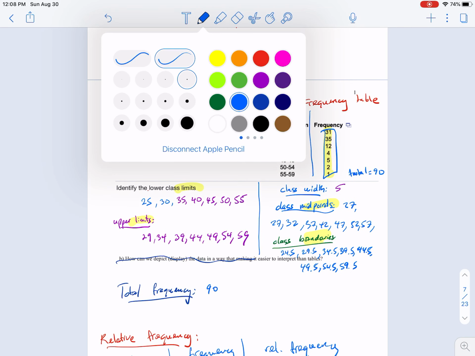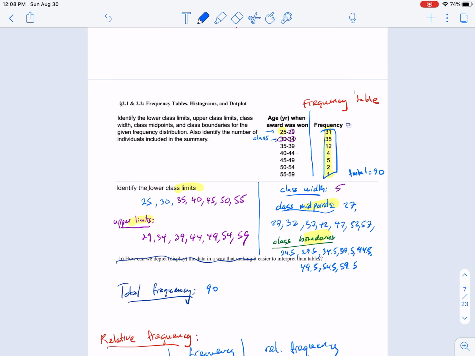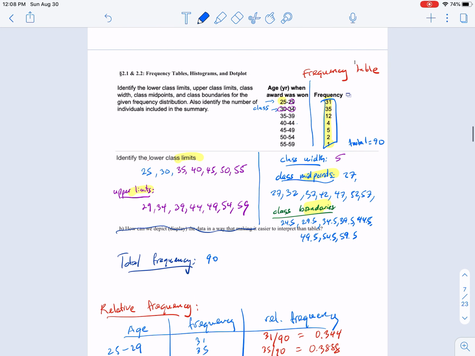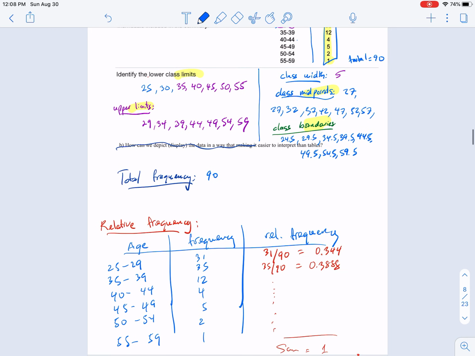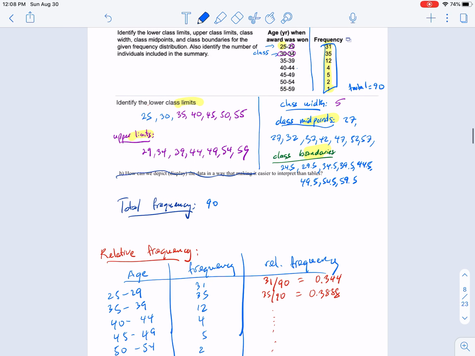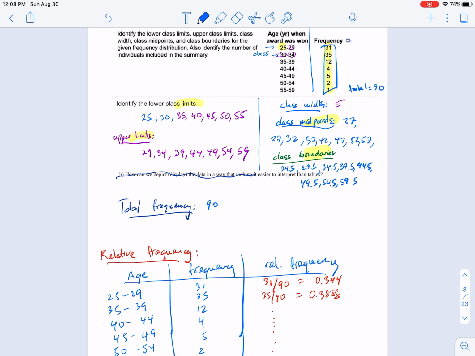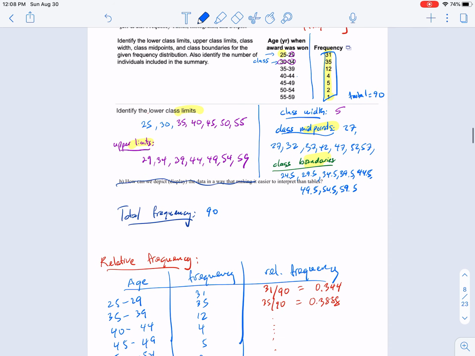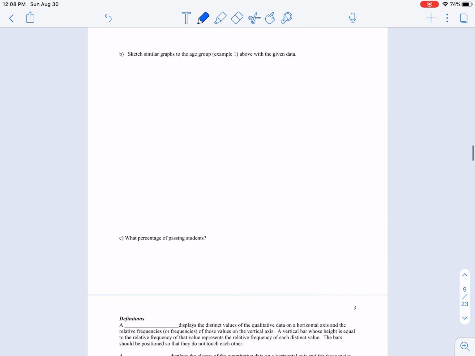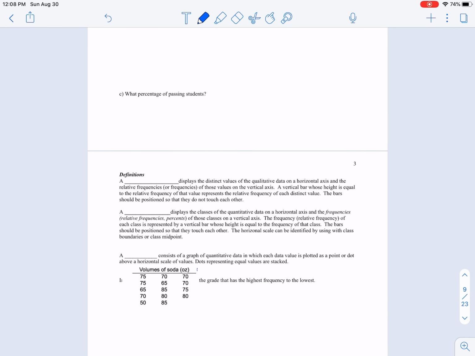So this would be just a video on 2.2 and 2.3. In the previous video, we discussed how to organize data using the frequency table, and there's some terminology regarding frequency tables. Not too crazy with the terminology. They're pretty straightforward. In this video here, we're gonna look at some of the standard graphs that we use to organize data as well.